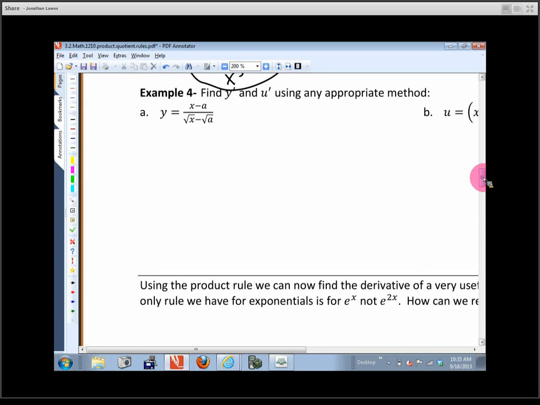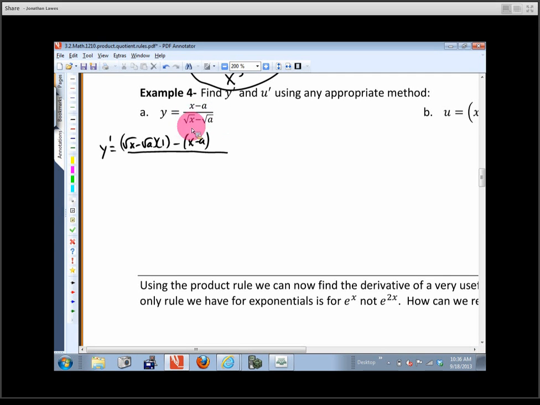Yeah, you could. If you know how to do that, that's great. If you don't, here's what you're stuck with. This would be a quotient. Okay, watch carefully, please. y prime would be the bottom times the derivative of the top. Derivative of x would be 1. Derivative of a, since it's a constant, would be 0. So that's just a 1. Minus the top, which is x minus a, times the derivative of the bottom. Square root of a is just a number, so that's a 0.